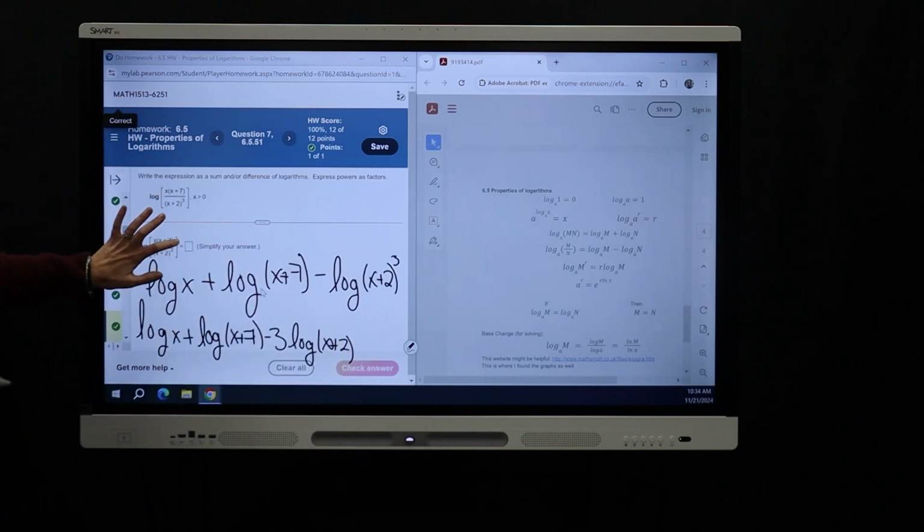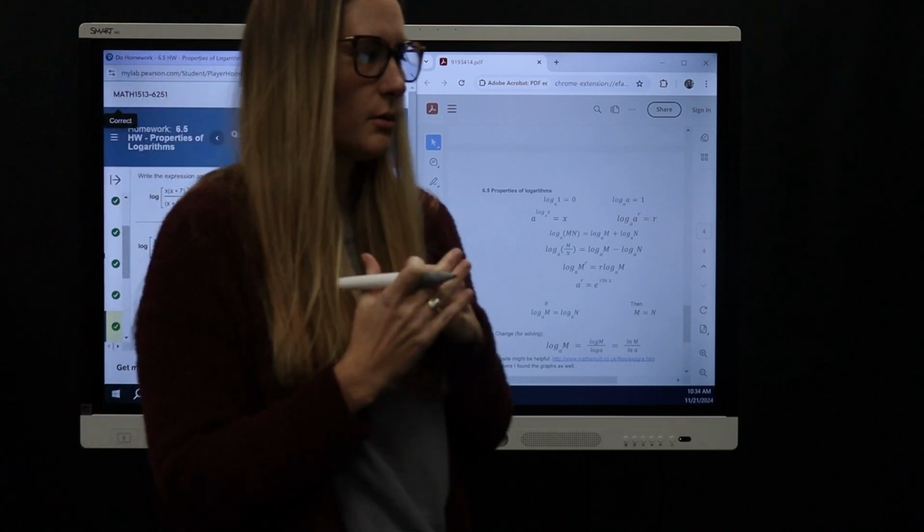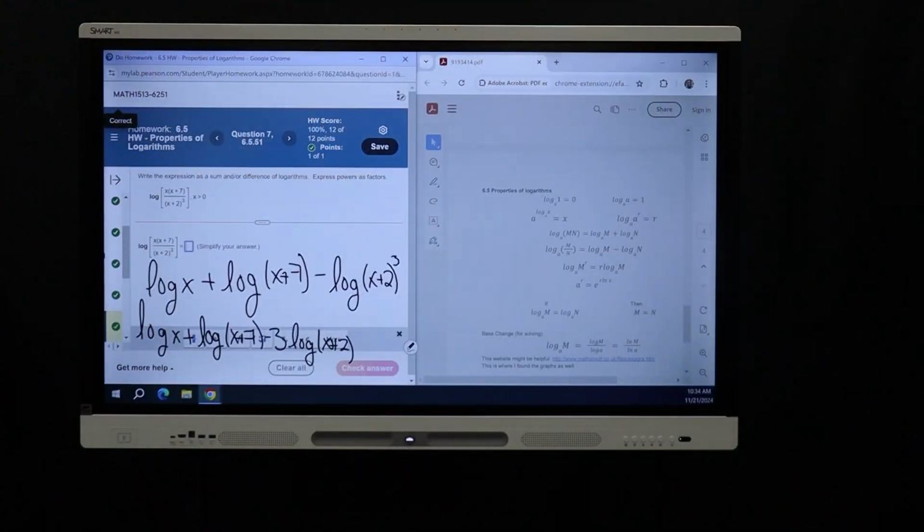Well, that x is funny. Okay, but yeah, one at a time. So we did our top and then our bottom. And since our top had that multiplication, we had to split it into that plus sign. Log box, log x plus log parenthesis x plus 7 minus 3 log x plus 2. Did I type that all in right? That seems like a lot.